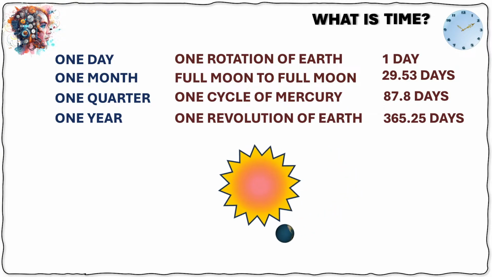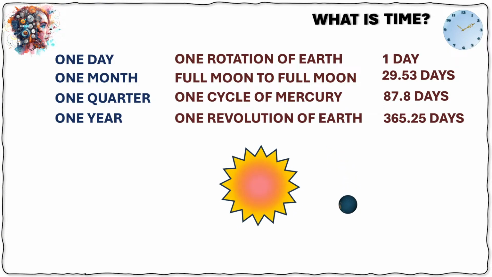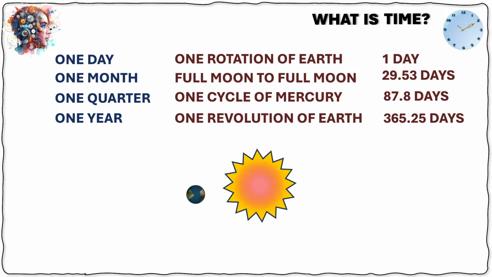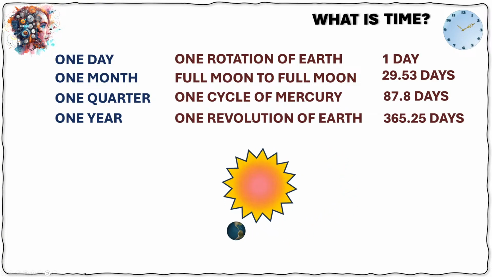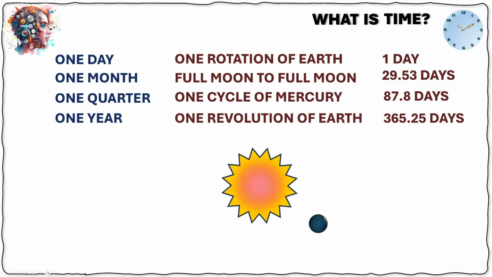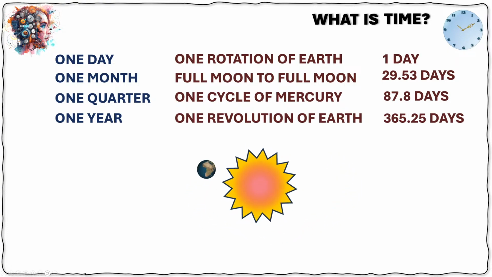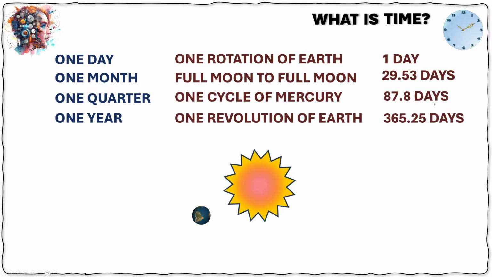So is that clear? That makes it very simple and easy. The rotation of the Earth is 1 day. A full moon to a full moon is a month. Actually, it is mooneth in Latin. Mooneth to mooneth became month to month. One cycle of Mercury is a quarter, which is 87.8 days.